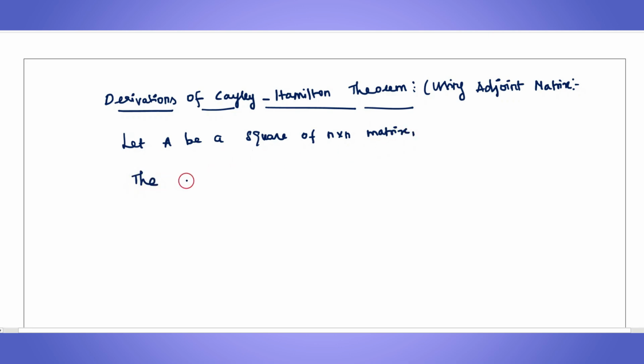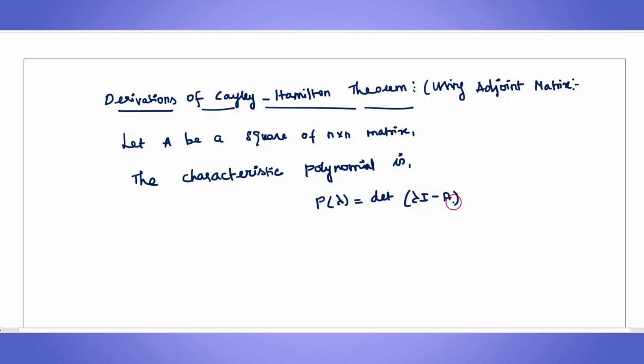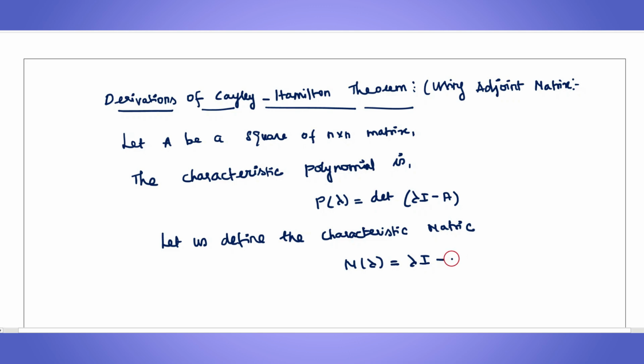So for the characteristic polynomial, the characteristic polynomial can be written as p of lambda, which is equal to the determinant of lambda I minus A. So next, what do we do? Let us define the characteristic matrix. This concept will come up. The characteristic matrix M of lambda is equal to lambda I minus A. So this is the characteristic polynomial. First we define it, next we define the characteristic matrix.